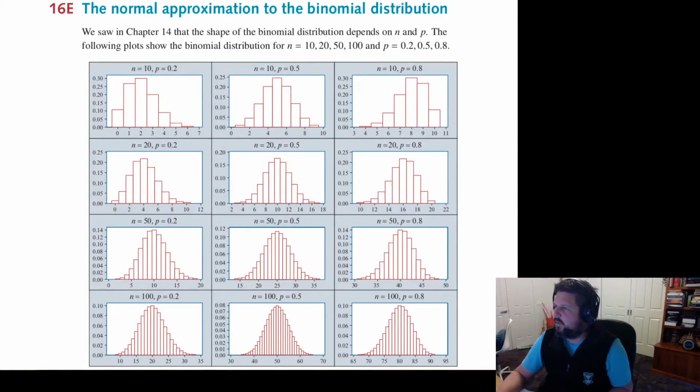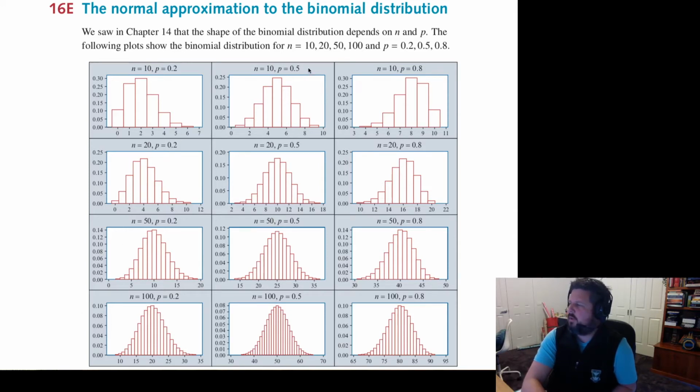Today we're looking at the normal approximation to the binomial distribution. What we're looking at here are some graphics for binomial distributions where the n value is 10, 20, 50 and 100, and also where the p-value is 0.2, 0.5 or 0.8.